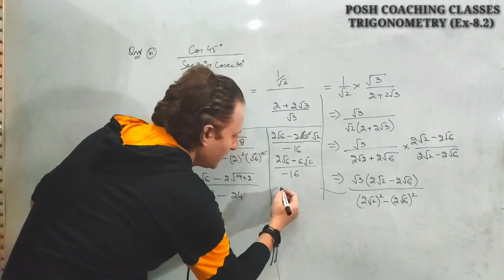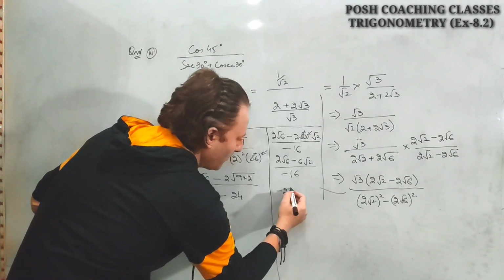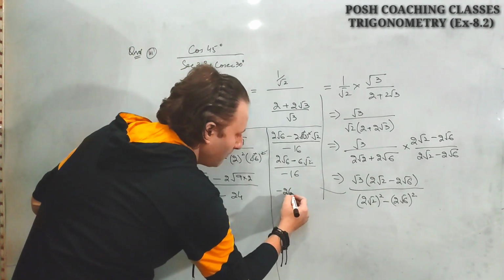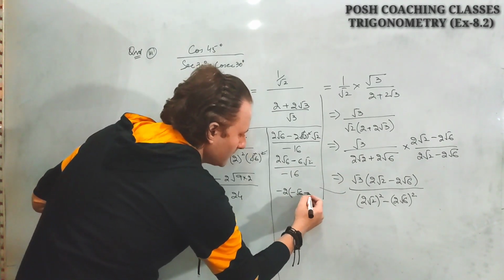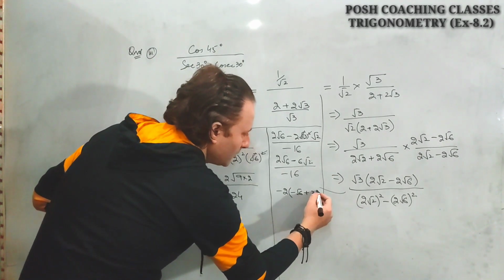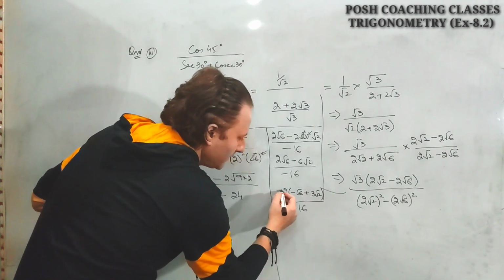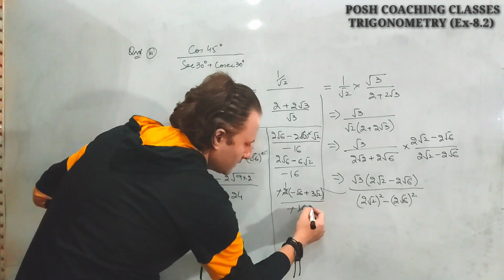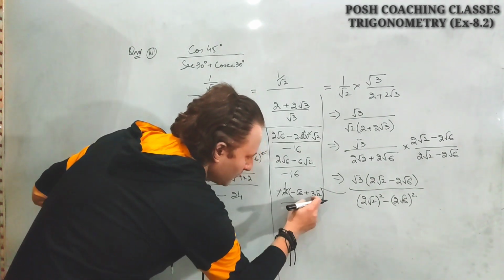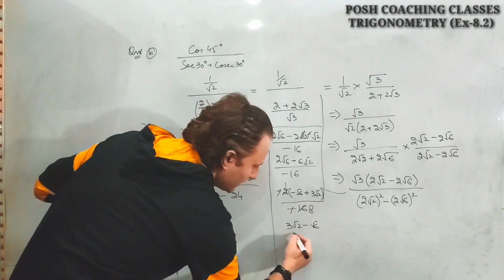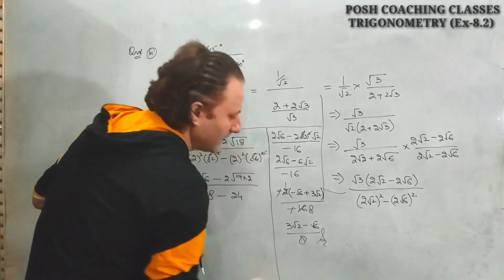Now what I can do, I can take minus 2 common. Just to take this minus off, I can take minus 2 common. So I have minus under root 6 plus 3 under root 2 upon minus 16. This minus and minus gone, 2 8s. So what we have, I'll put this first. This is 3 under root 2 minus under root 6 upon 8 is the answer.